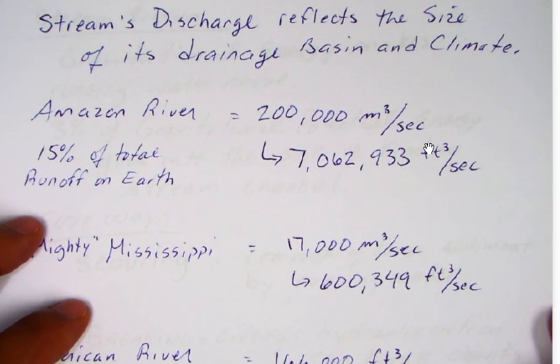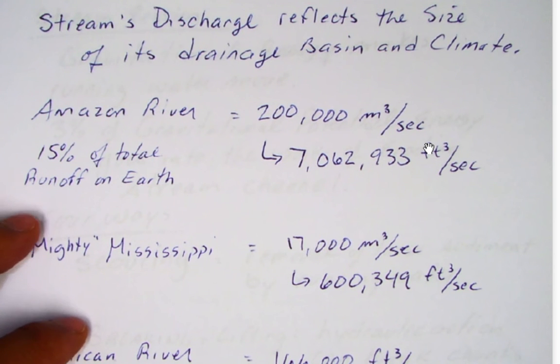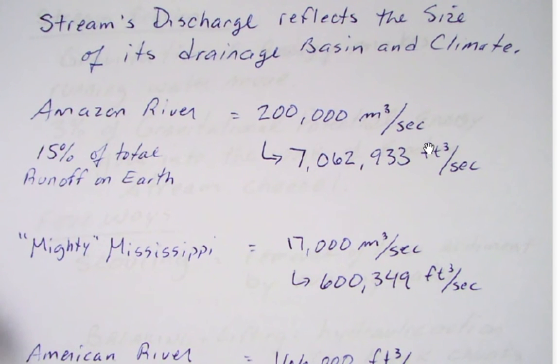Discharge reflects the size of the drainage basin and climate. Obviously, in wetter climates, you're going to see more discharge. And with the size of the drainage basin, like I mentioned earlier, at the headwaters of rivers you usually have lower discharge. But as you move downstream, you'll see greater discharge because there are tributaries that are contributing to the river. Now, let's look at some examples.